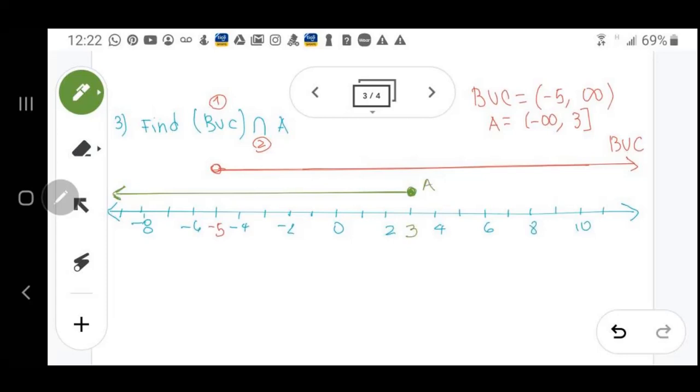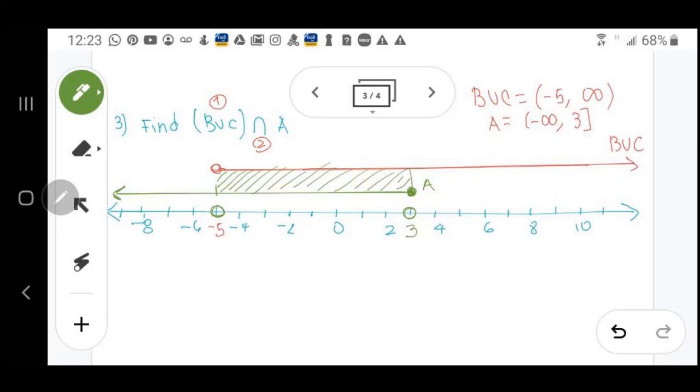Now again, we have an intersection, which is what we need to find here. If we overlap the graphs, we will see that they have points in common. That's the intersection, points in common from negative 5 up to 3. And how do I put this on my number line? I'm going to circle the extremes, the points in common. It goes from negative 5 up to 3, and I need to make a decision. Should I include negative 5? If you notice, negative 5 is not part of the interval B union C. It's part of A, but it has to be in both. So that's why I leave it open.